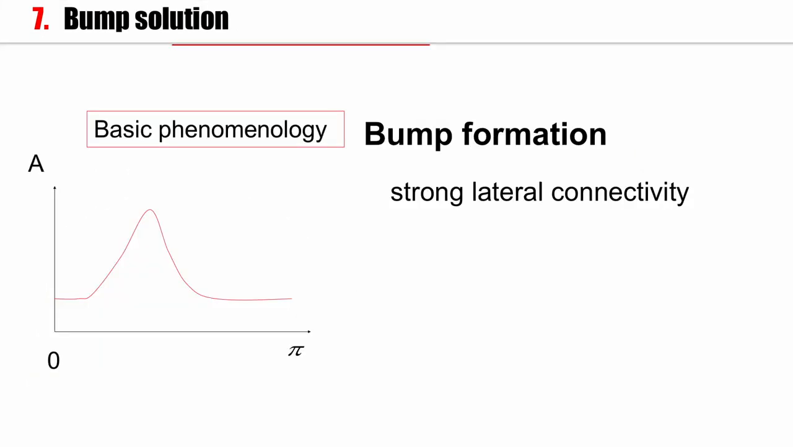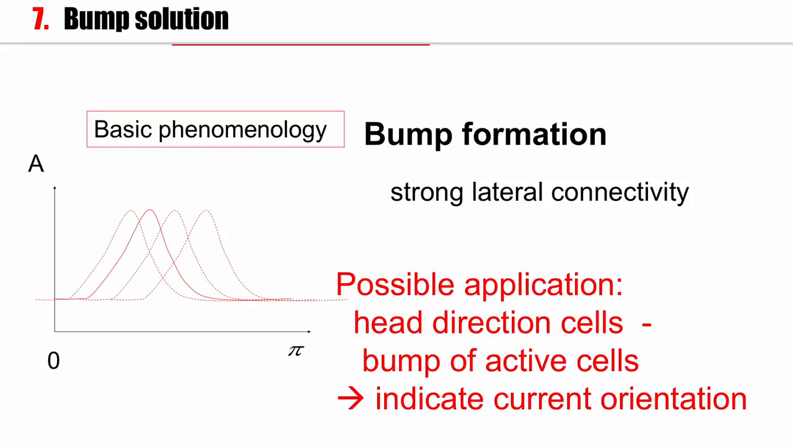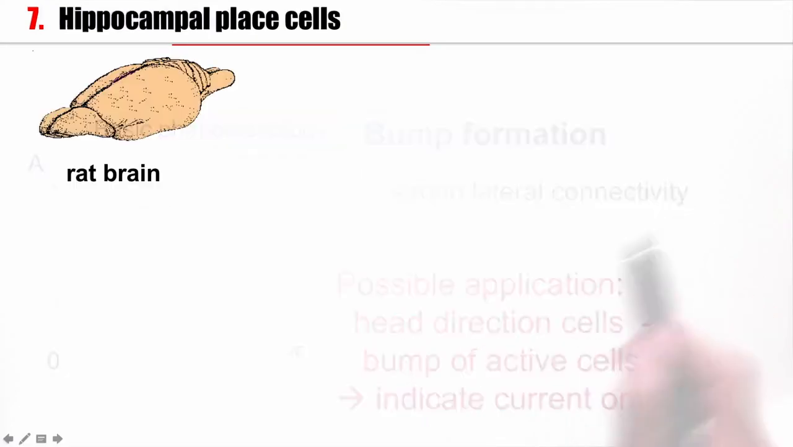So what's the bump solution? Bump formation happens in the absence of any input at an arbitrary location, but the location could be anywhere. It could be here or there or over there. So now the idea is that we always have this bump, and the location of the bump indicates the current orientation of your head with respect to an imagined north. Now this kind of bump formation is a standard solution if we have strong lateral connectivity.